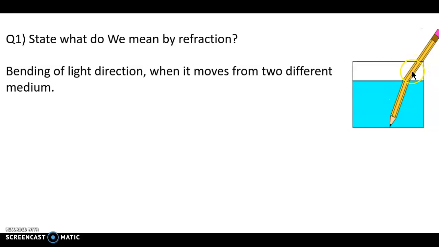Here I have a specific speed. Here I have another speed. So it gives me an illusion. We call it an illusion. Light is bending on it. So what I'm asking you, state what I mean by refraction. Refraction is a bending of light direction when it moves between two different media.